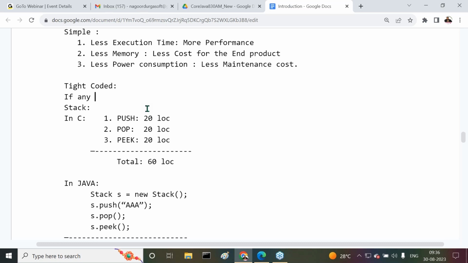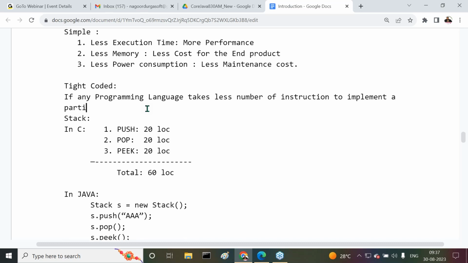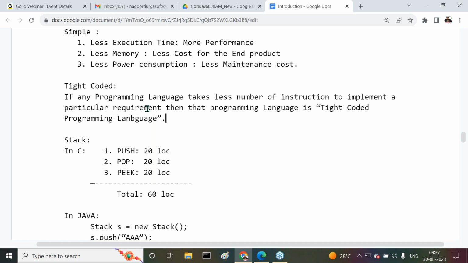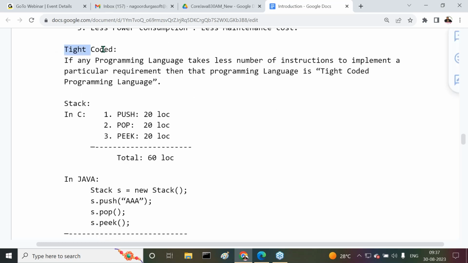The point is, if any programming language takes fewer instructions to implement a particular requirement, then that programming language is a tight coded programming language. Because of this, some people want to prepare a tight coded programming language. Why? Because to reduce the number of instructions and maintain smart code. So tight coded is one of the factors. That's okay, leave this one.